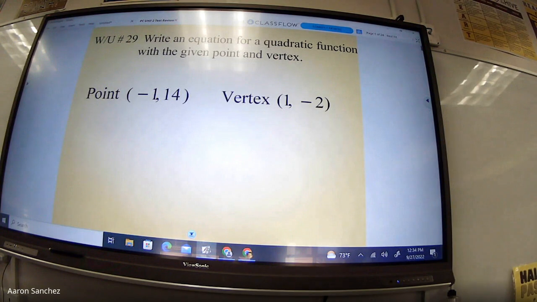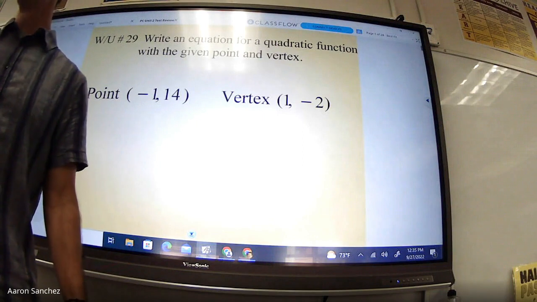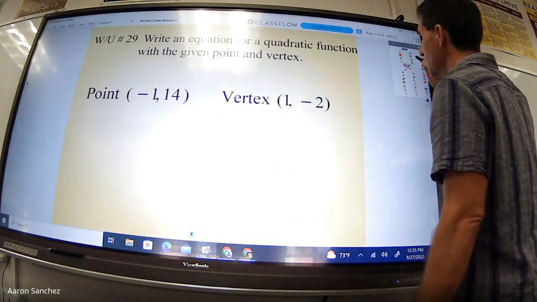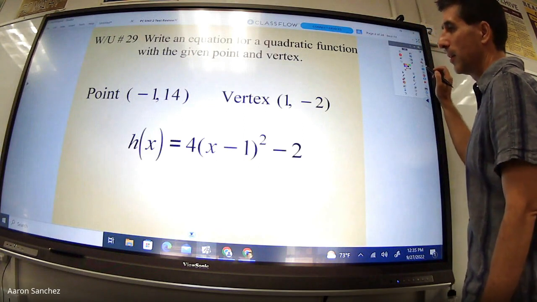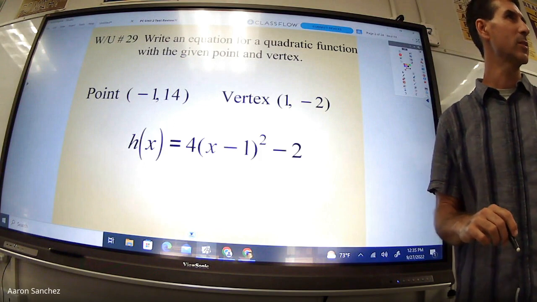Okay, so here we go. Number 1 on your test. Were you guys able to do this just now? How many of you have already solved this? Let's look at the answer. Yes, that's it. There's a 4 times x minus 1 squared minus 2. Did you guys get that for your answer?